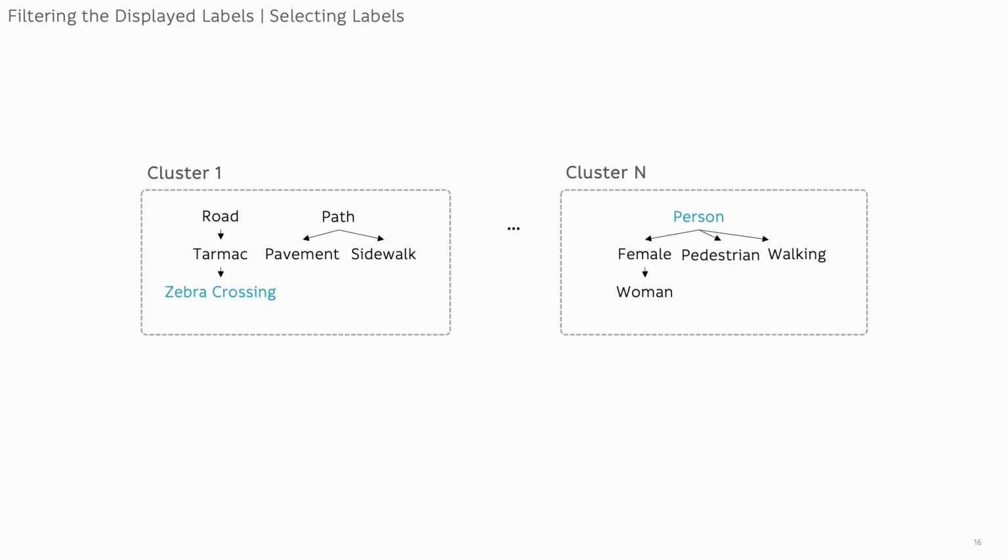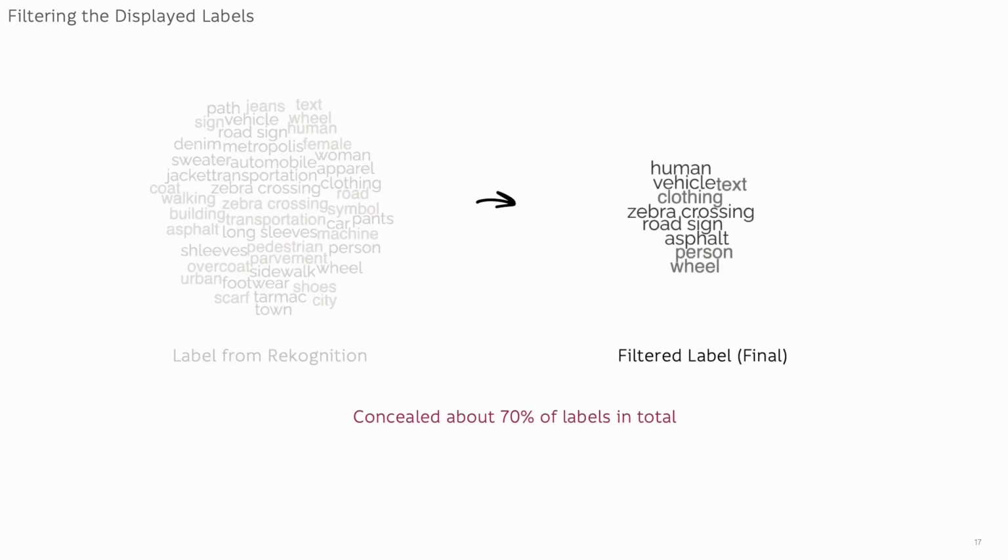First, we choose the tree that has the highest confidence score in the root, and then from there, we traverse the tree to select the labels that aren't too specific nor too broad. Please refer to our paper and our appendix for the selection criteria. Using such a mechanism, we were able to conceal about 70% of the labels, making it only 7 to 9 labels per scene on average.